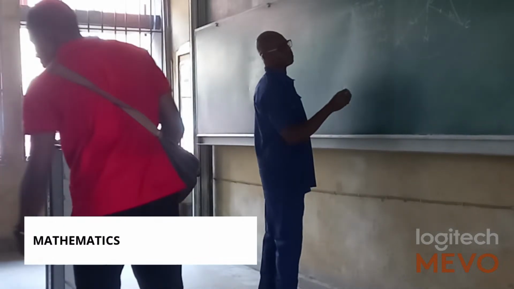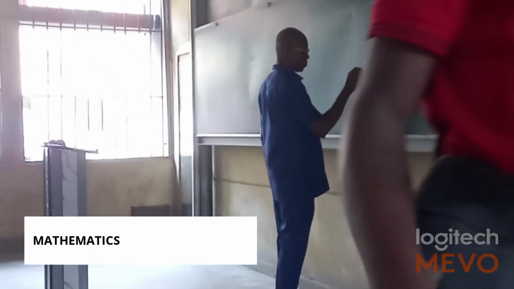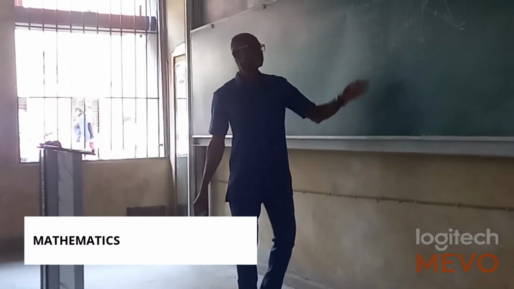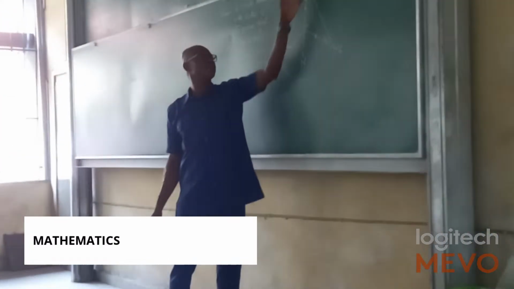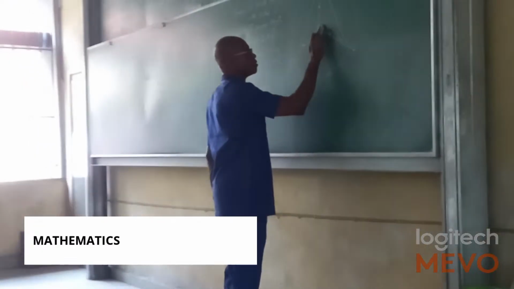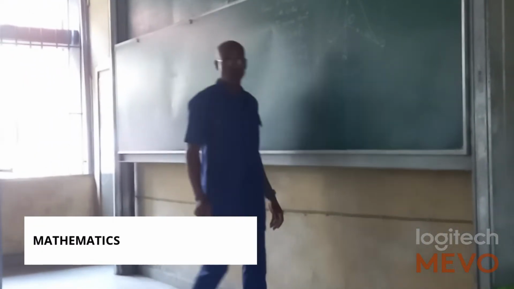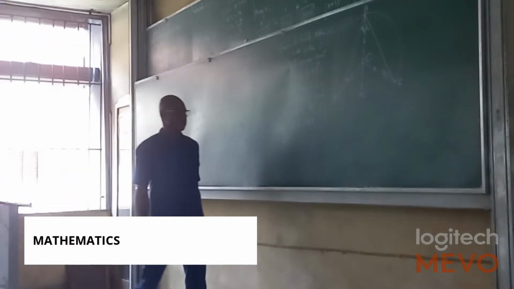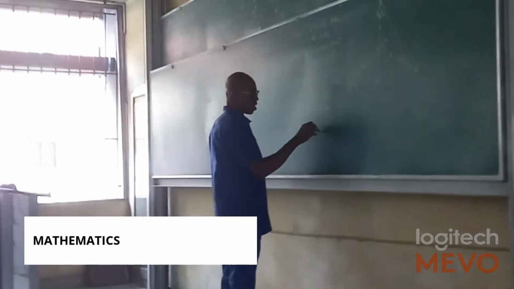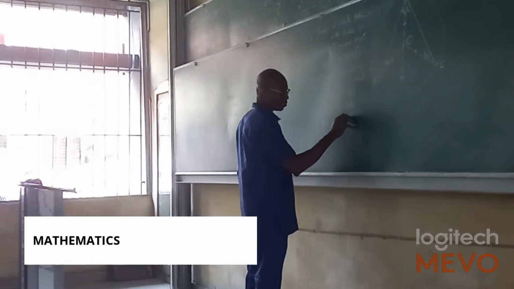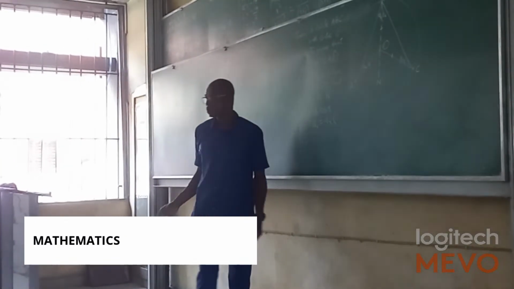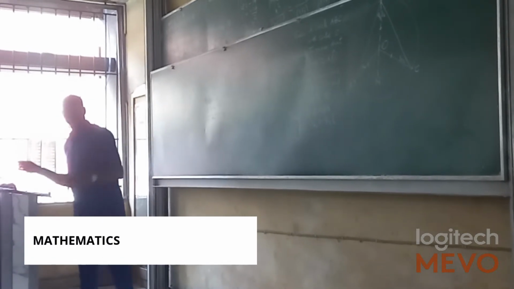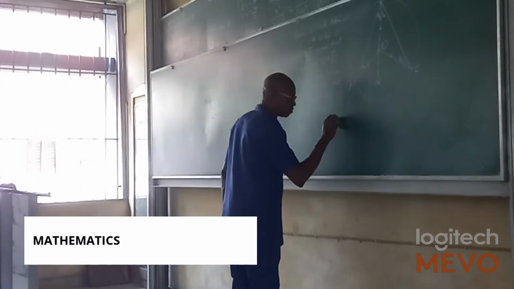In triangle ABO. In triangle ABO. This one is not 0, it's O. In triangle ABO, A1 is equal to A2. Is it true? Why? Base angles of isosceles triangle.